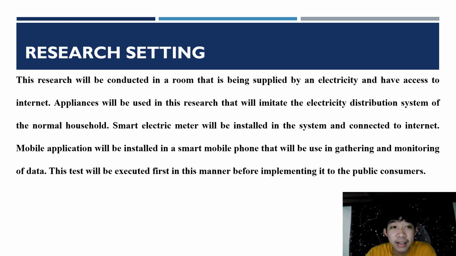For the research setting, this research will be conducted in a room that is supplied by electricity and has access to internet. Appliances will be used in this research that will imitate the electricity distribution system of a normal household. A smart electric meter will be installed in the system and connected to the internet. The mobile application will be installed in a smart mobile phone that will be used in gathering and monitoring data. This test will be executed first in this manner before implementing it to the public consumers.